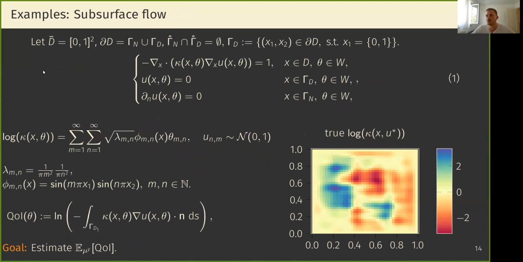And perhaps a bit more interestingly, we consider this usual subsurface flow problem where we have an elliptic PDE, where this permeability field is modeled as this log-normal random field, and given some measurements of the hydraulic pressure in the domain, we would like to estimate expectations of this quantity of interest here, which can be understood as the log flow on this boundary.